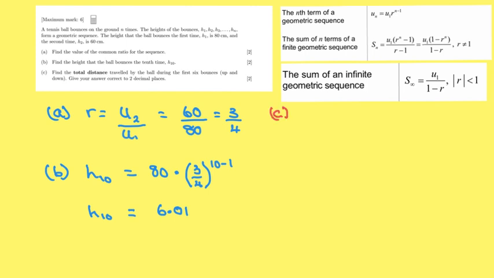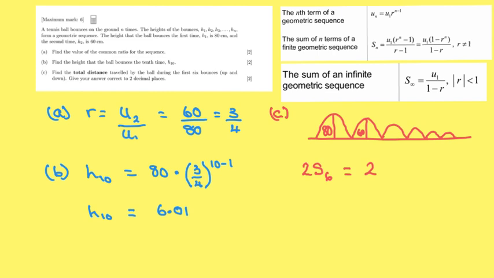So C. First, draw yourself a little diagram. So it bounces, bounces, bounces, 3, 4, 5, 6. So you want to find that total distance, 80, 60, etc. But notice it bounces up and then down. So in this question, you want 2 times the sum of the first 6 terms.